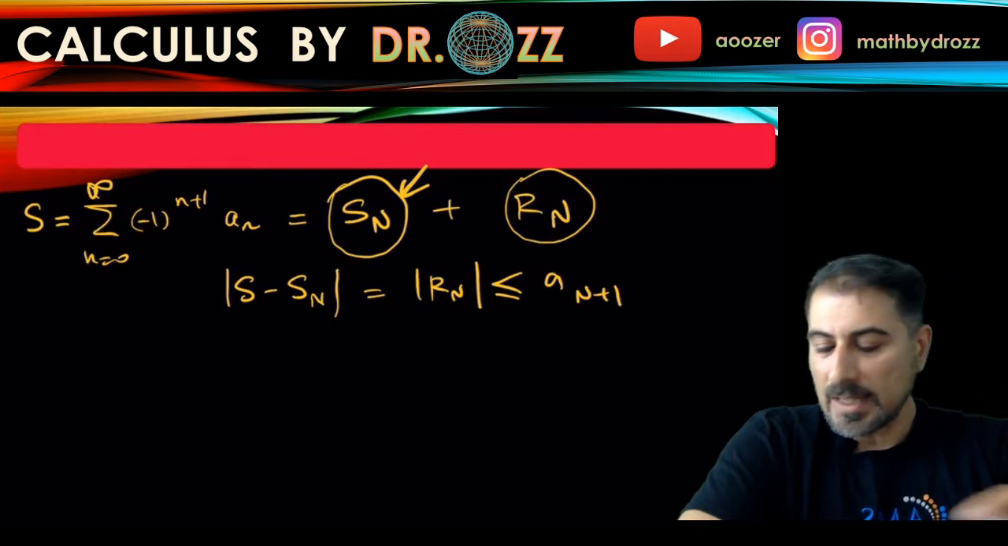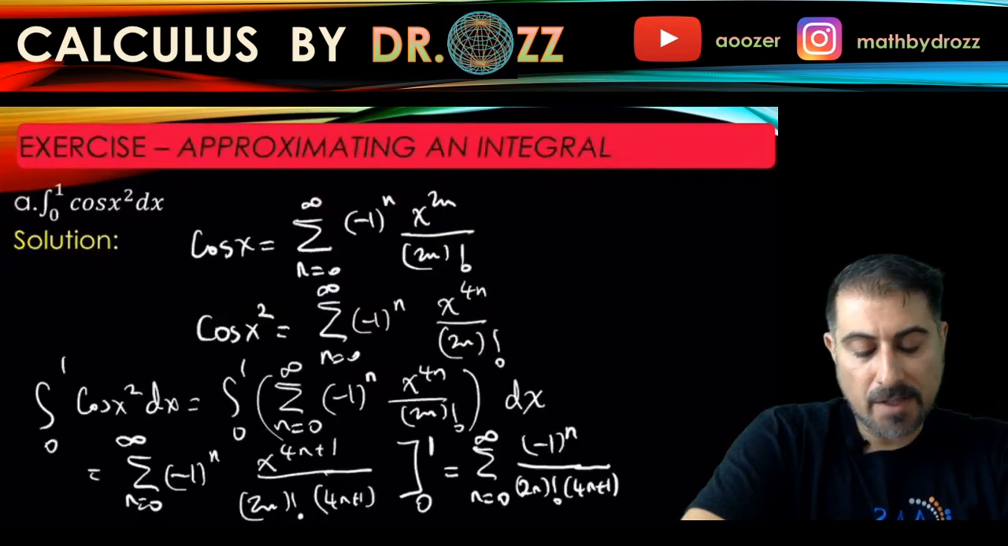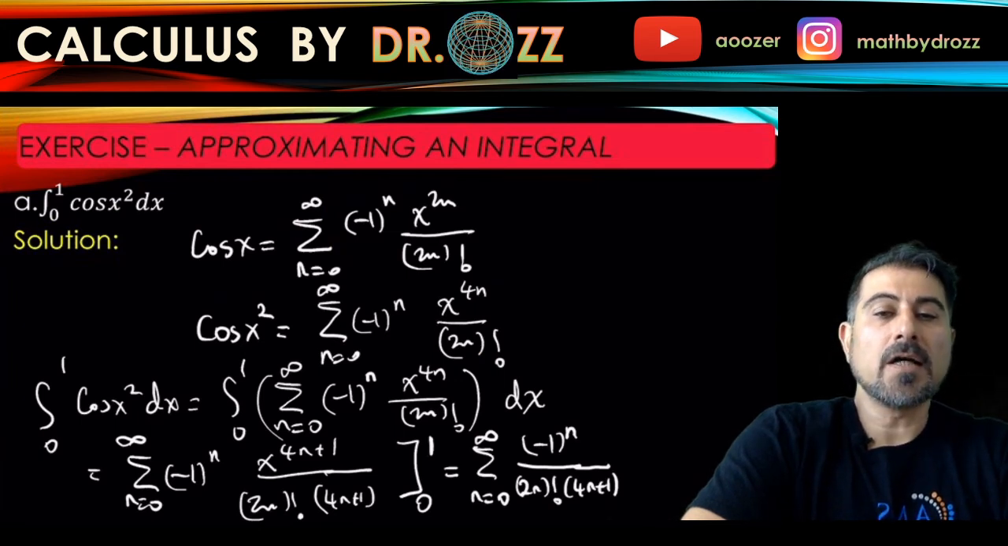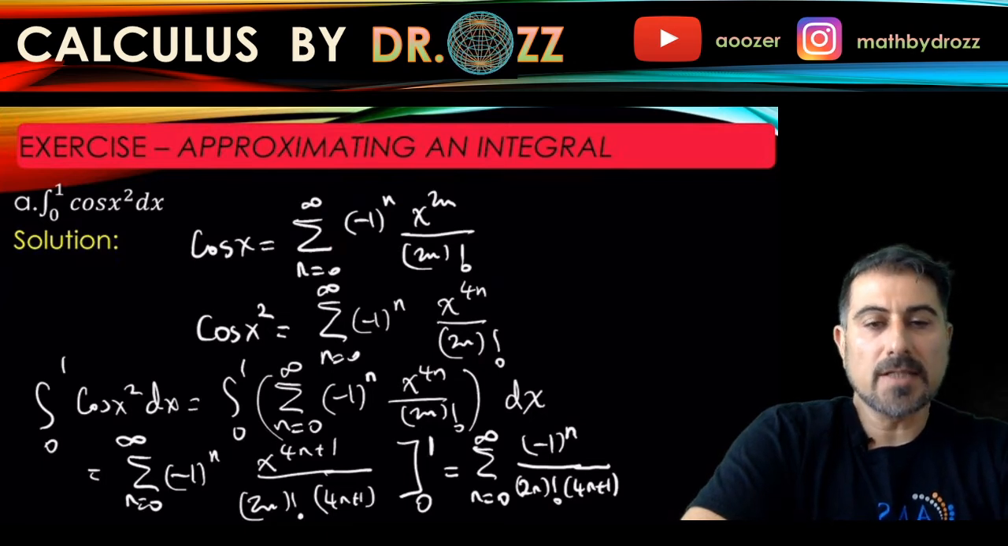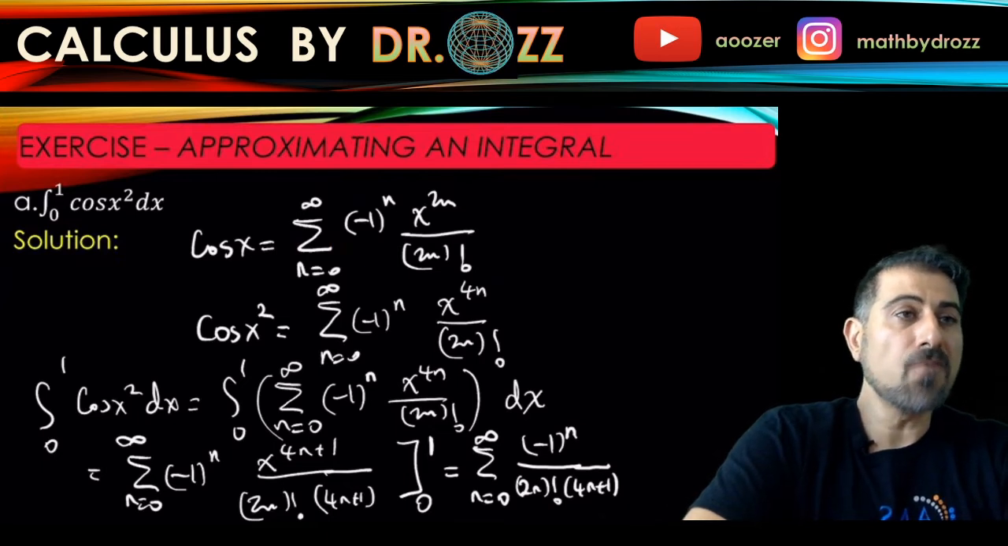So we're going to use this idea in terms of finding S_N. The question is, how many terms should we keep in the sum? In other words, what should capital N be so that the upper bound of the absolute value of R_N would be less than 10 to the minus 4?